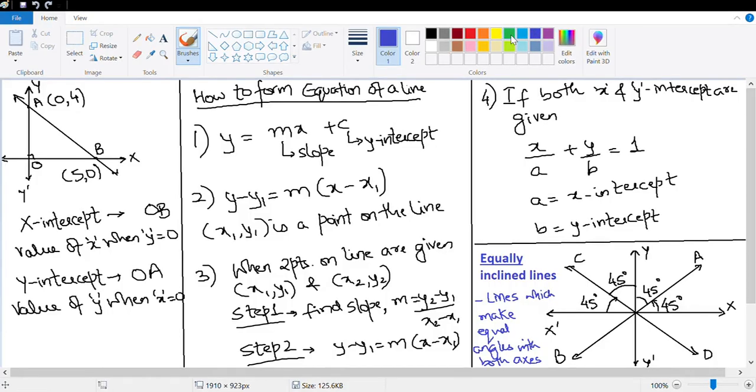Hi guys, let's look at the next exercise. Before we start the exercise, let's revise the concept that we need to know for this exercise. Let's talk about what is x-intercept.